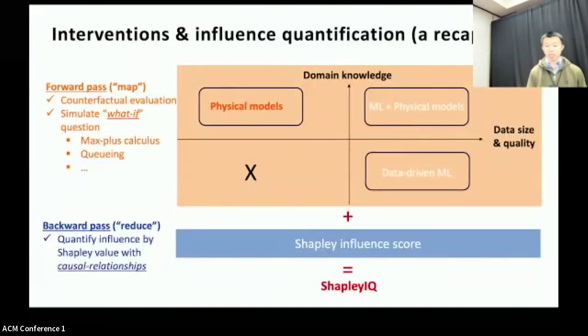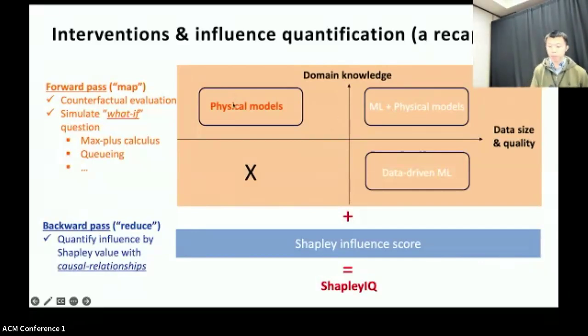Let me do a recap. We have two passes. The first one is the forward pass that answers the what-if question, or does the counterfactual evaluation on how some abnormal factor will affect the end-to-end performance. And then we do the backward pass to calculate the Shapley influence score, probably representing the probability for it to be a root cause.